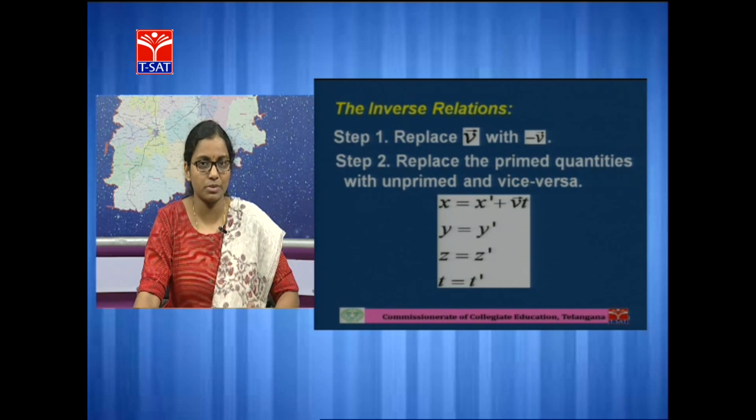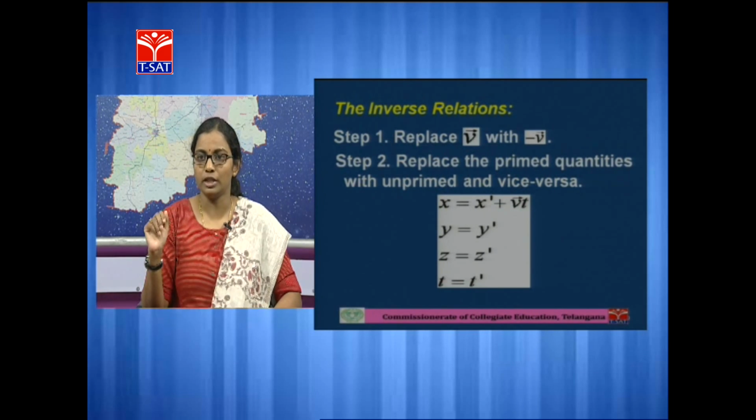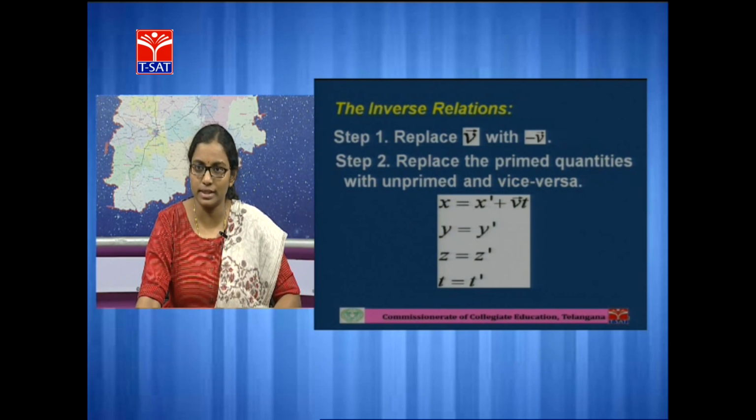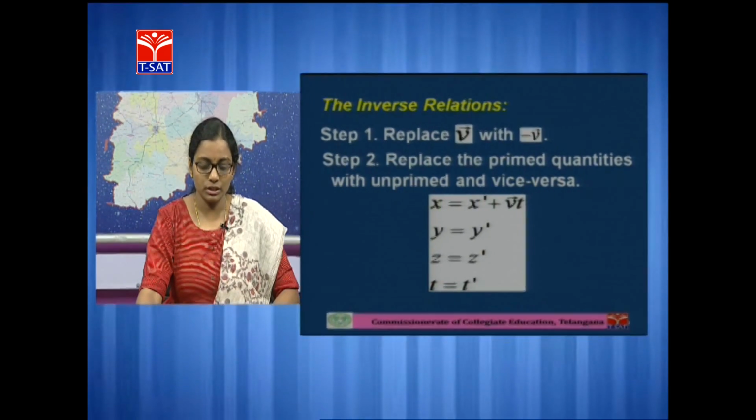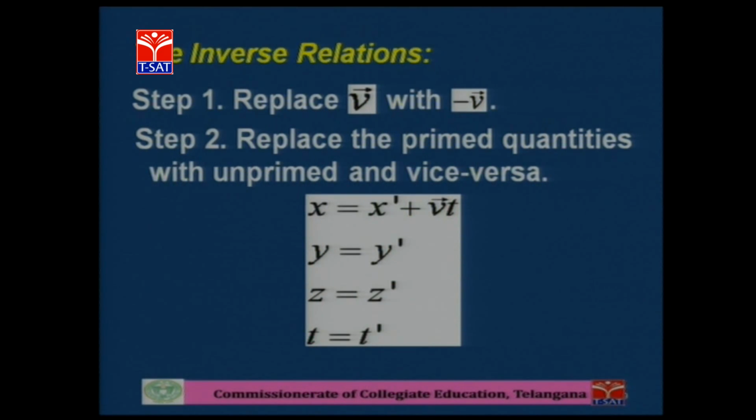Doing these two steps, we arrive at the inverse relations as shown in our equations now. So x is equal to x dash plus vt. If you observe, in the previous equation I had minus vt, but here, since the frame is moving in the opposite direction, we represent it as x dash plus vt. Similarly, y is equal to y dash, z is equal to z dash, and t is equal to t dash. These are the inverse relations of the Galilean transformations.